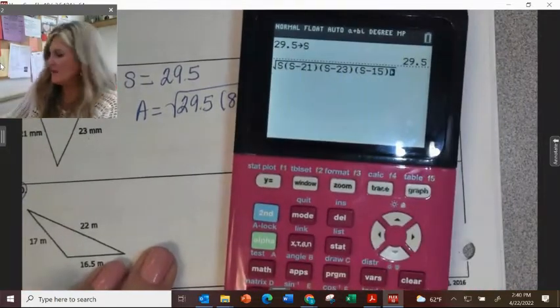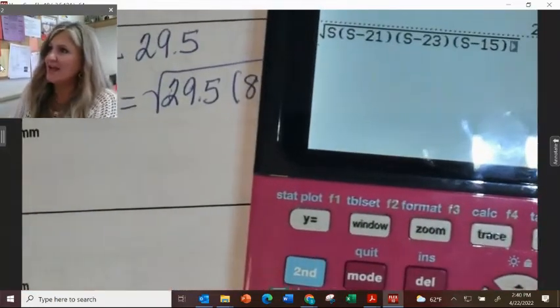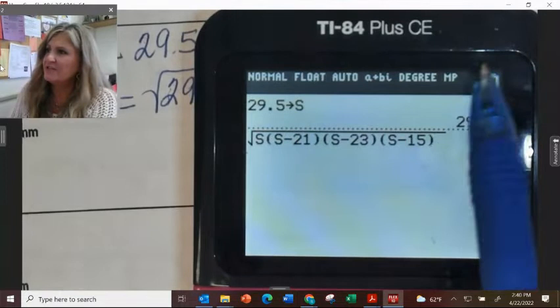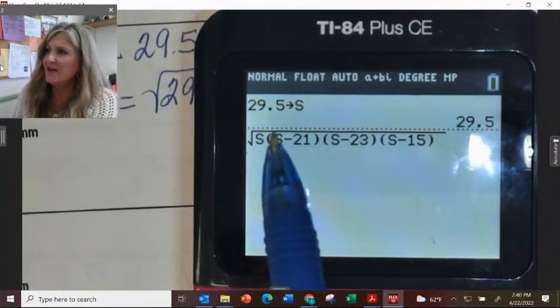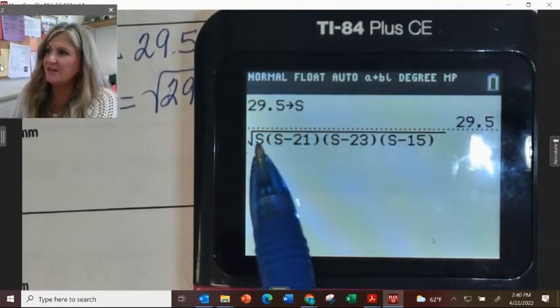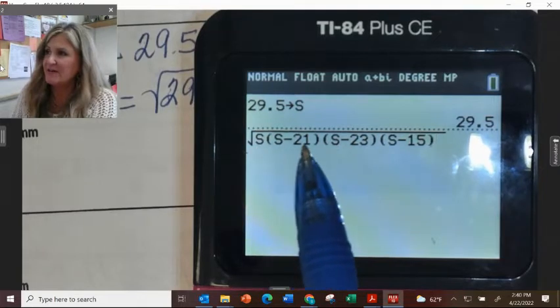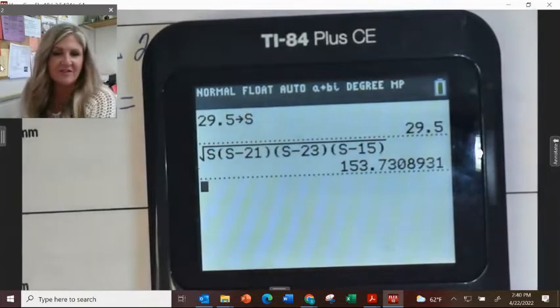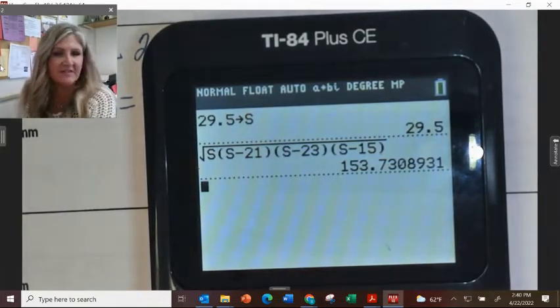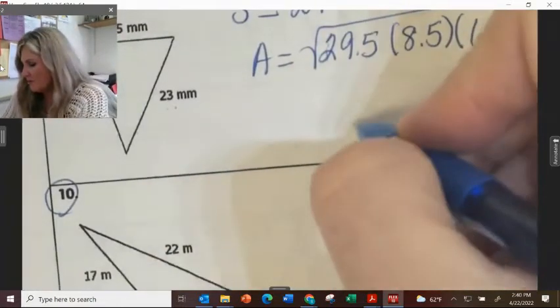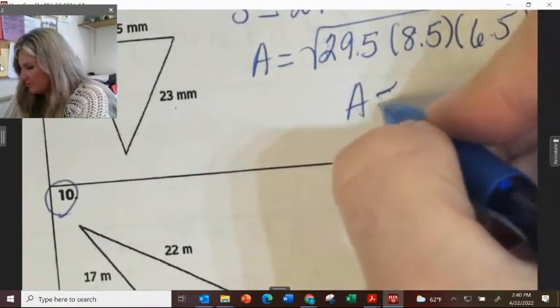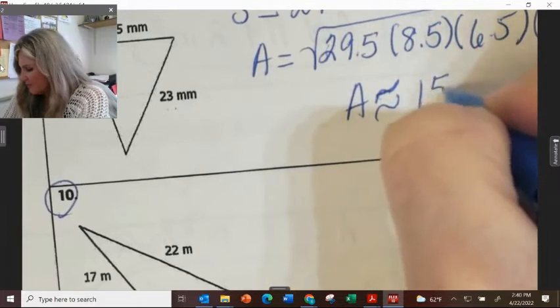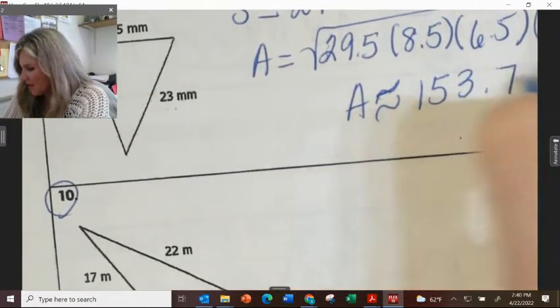Look what I did. I stored S in. See how I stored in the S value of 29.5? And then I literally used it in the formula. I just did S times S minus A, S minus B, S minus C. And this is the answer everybody should have gotten. Did everybody get 153.7? Okay, very good. So our area then is going to be approximately, I have to round it to the nearest tenth, so it's approximately 153.7 millimeters squared.